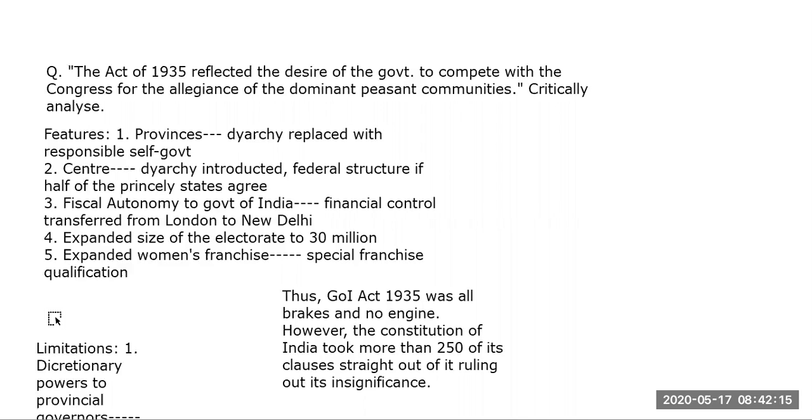The second feature is related to the government at the center. So though diarchy was abolished at the provinces, diarchy was introduced at the center. Along with the introduction of diarchy, we see a new provision of a federal structure, that India from now on would become a federation of states. But this provision was contingent upon the fact that half of the members of the princely states had to agree to this provision. So this provision was not implemented, and this remained a paper federation, I would say.